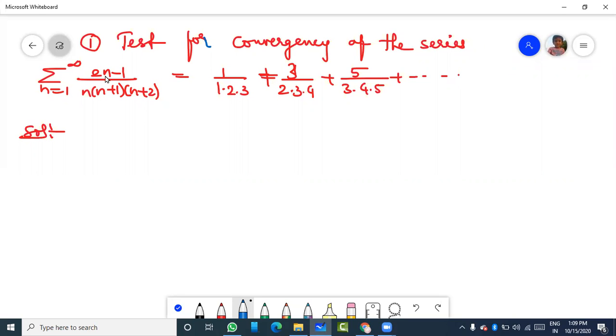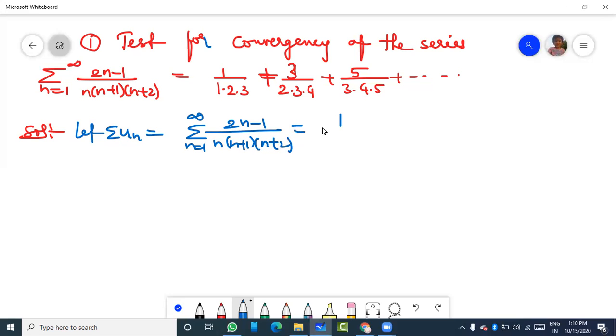Plus, when we substitute n equal to 2, 2 times 2 minus 1 is 3, by 2 into 3 into 4. Plus, for 3, 2 times 3 minus 1 is 5, by 3 into 4 into 5, plus so on. This is the given series. First, let sigma un is equal to sigma n equal to 1 to infinity (2n minus 1) by n into (n plus 1) into (n plus 2). It is equal to 1 by 1 into 2 into 3 plus 3 by 2 into 3 into 4 plus 5 by 3 into 4 into 5.